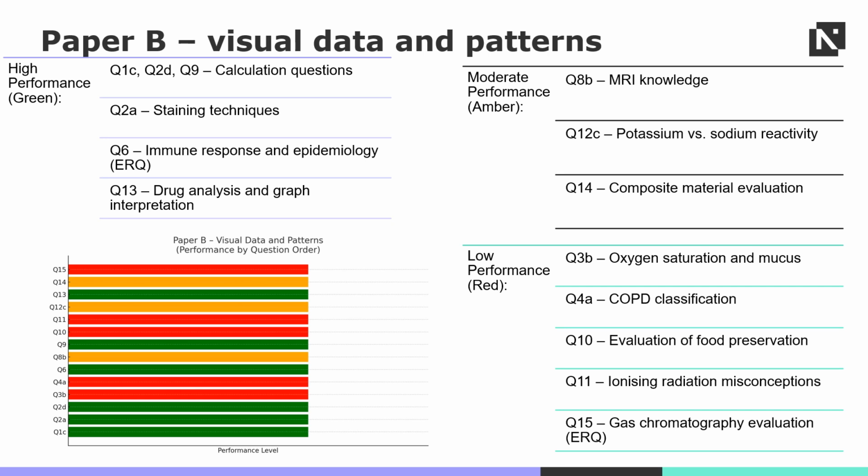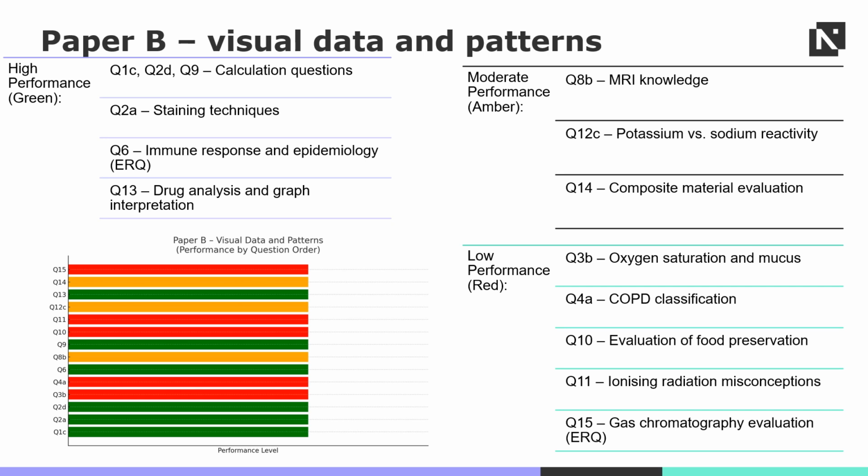This visual breakdown highlights performance patterns for Core Paper B, organised by colour to represent high, moderate and low achievement. In the green zone, students performed strongly on calculation questions, such as questions 1C, 2D and 9, demonstrating confidence in rearranging formulas and converting units, though a few still lost marks for rounding or unit errors. Question 2A, which asked about staining techniques, also showed solid understanding, showing this area of microbiology is being delivered effectively.